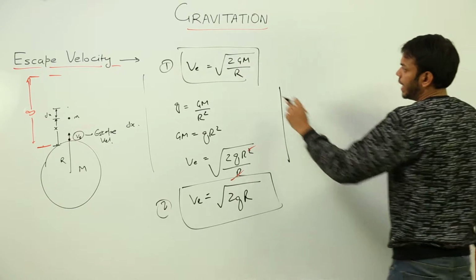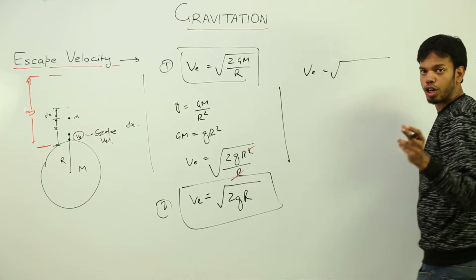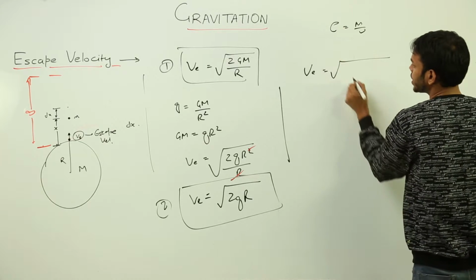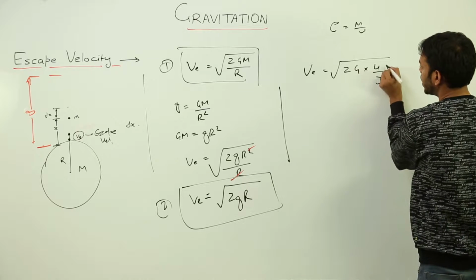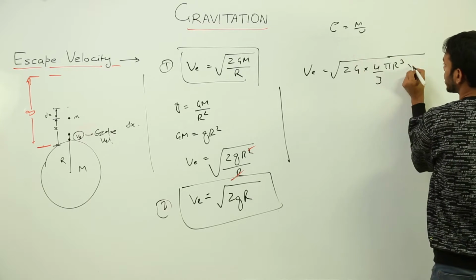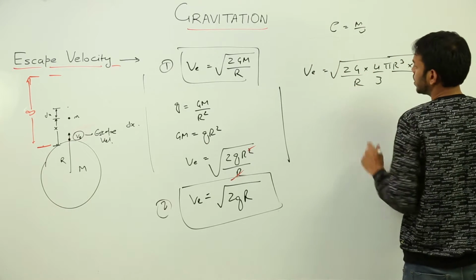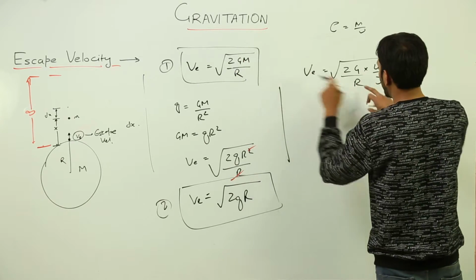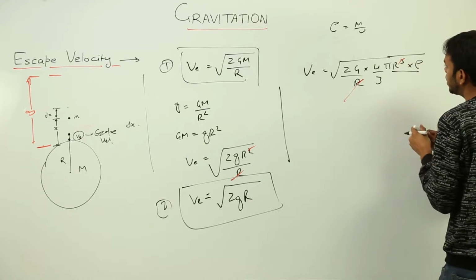One more. If in here I put mass to be the product of density and volume, because density is mass per unit volume, that means mass is volume into density. So 2G, and instead of m, volume 4 upon 3 pi r cube multiplied by density, right? Volume into density. This is upon r. So here we had r only, right? We had 2G upon r, and m is volume into density. So this is the new formula.